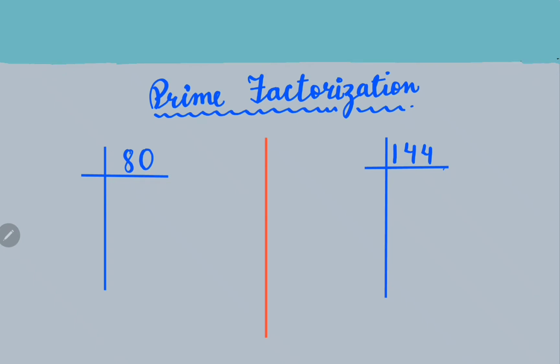It goes on to 2 times 4 is 8, 2 times 0 is 0. Now 40. This is also an even number, its ones place is 0. So it also goes on to 2 times 2 is 4, 2 times 0 is 0. Next, 20. 20 is also an even number. It goes on to 2 times 1 is 2, 2 times 0 is 0.